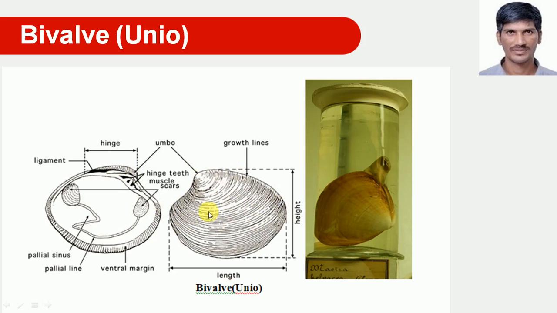This is the schematic diagram of a bivalve, and in the right-hand picture we can look at the actual specimen of the bivalve. In the posterior region the siphons are present. We can observe the exhalant and inhalant siphons in this specimen.